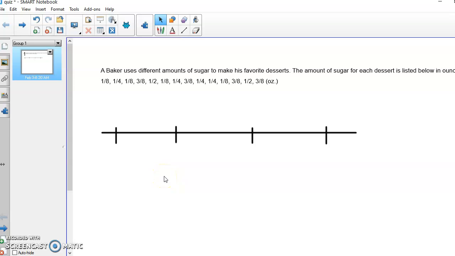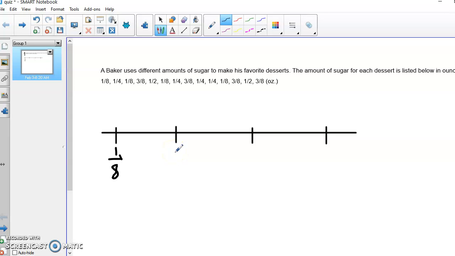So the first thing we need to decide is which one of these fractions is going to be the smallest amount, because we always want to put the smallest amount on the left and order them from least all the way up to greatest on the right. So once we decide which one is smallest, we take a look at our fractions: we have 1/8, 1/4, 3/8, and a half, and then I see those other fractions are just repeats. I decided that 1/8 is the smallest fraction, so I'm going to put that on the left.